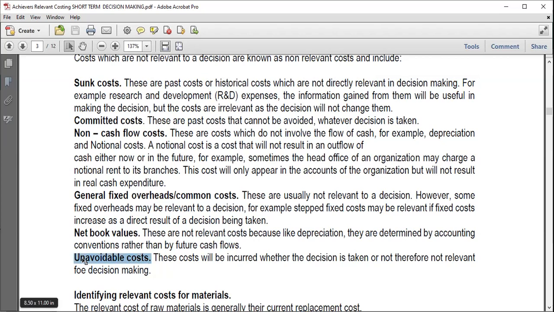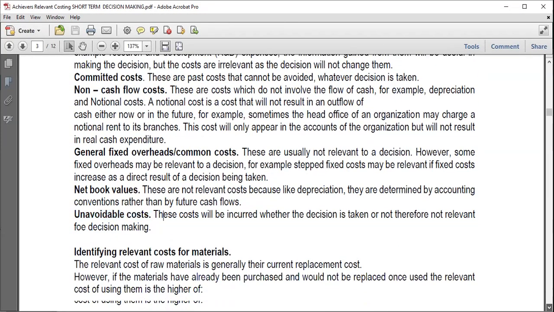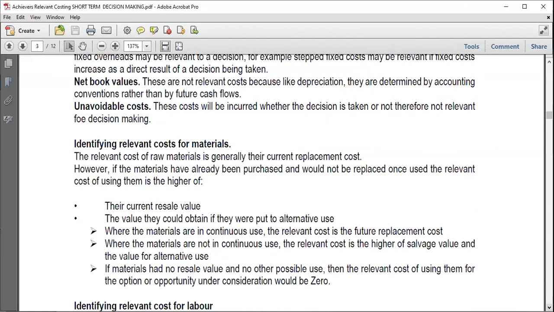Like we saw, avoidable and escapable costs of that nature would be relevant. The same thing is happening here. Unavoidable costs are costs that you incur whether you make the decision or not. You get it? Unavoidable costs are considered to be irrelevant for any decision making. So I hope you're getting something here.